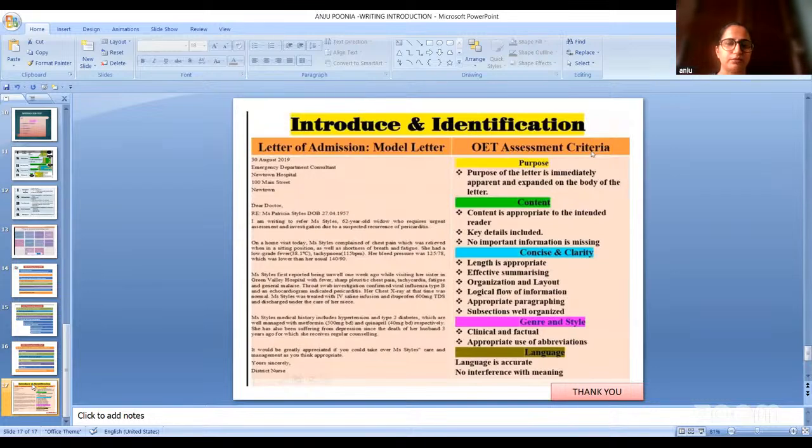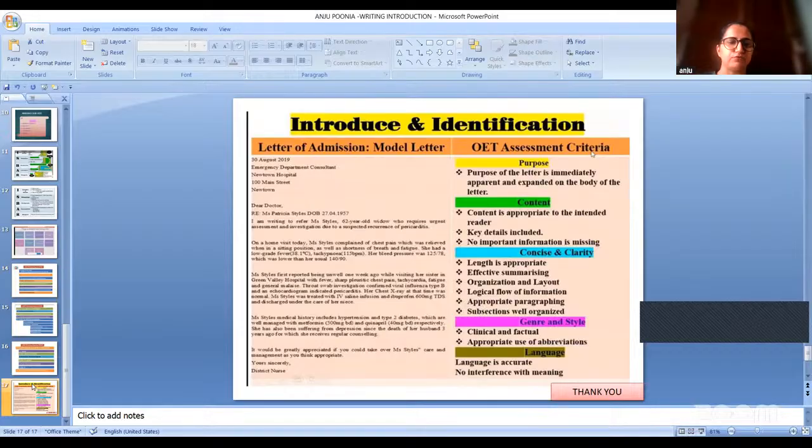Then appropriate paragraphing, subsection, well organized. Third paragraph, what she reported. She said she's unwell. What is happening to her, and what test is done? The X-ray at that time was normal. So Mr. Style was treated with IV saline. So what action is taken here? It's cohesion, step by step. It's clarity. They mention that in a paragraph.